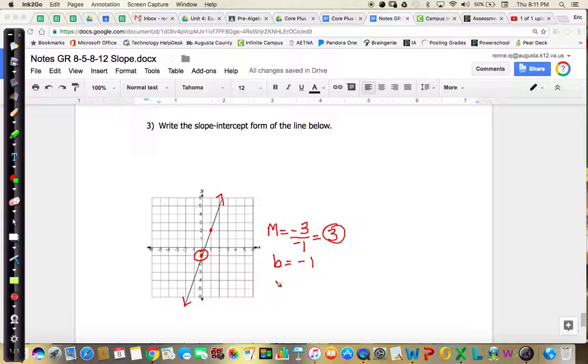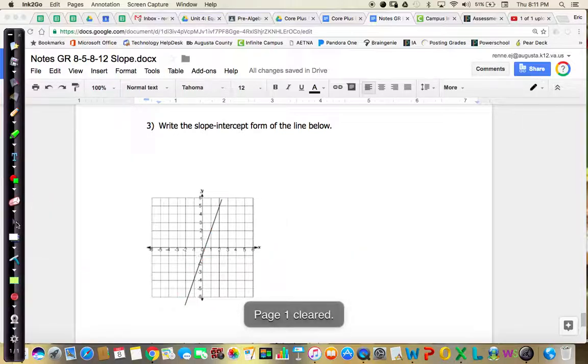So now I'm going to put the 2 together and write my equation. Y equals 3x. And I'm not going to write 3x plus -1. I'm going to write 3x minus 1. Okay, because plus -1 and minus 1 mean the same thing. Okay, one last example, and then that concludes our notes.